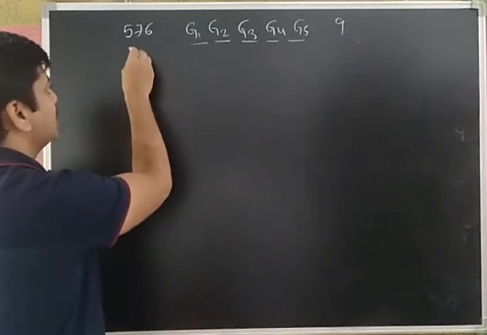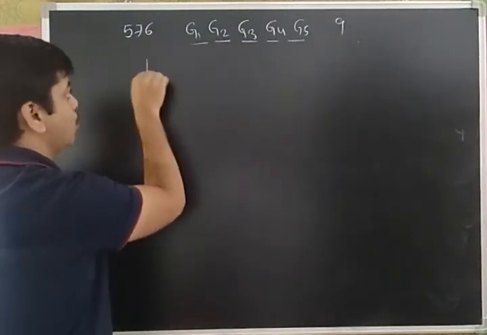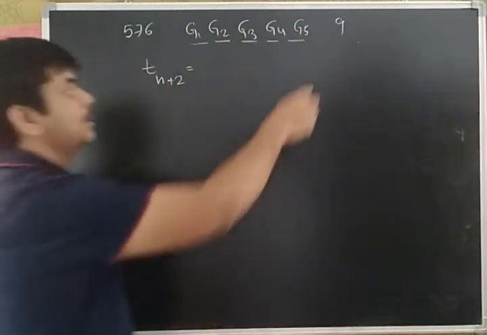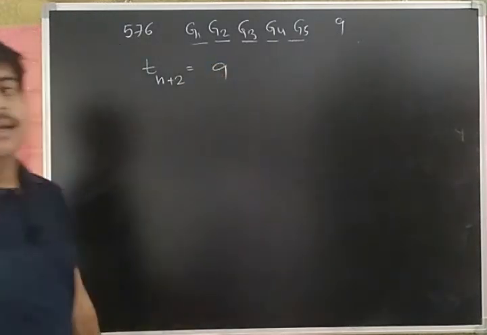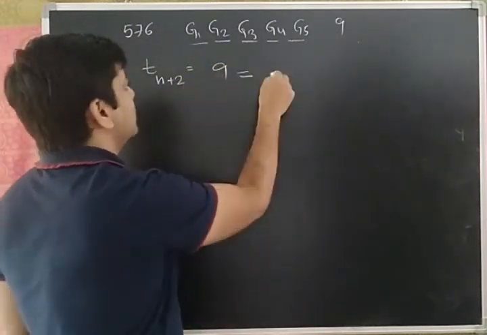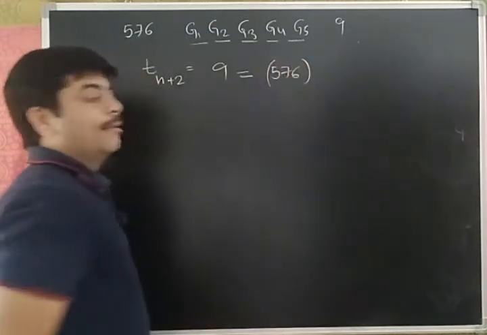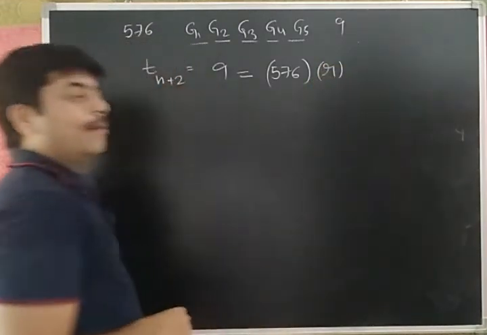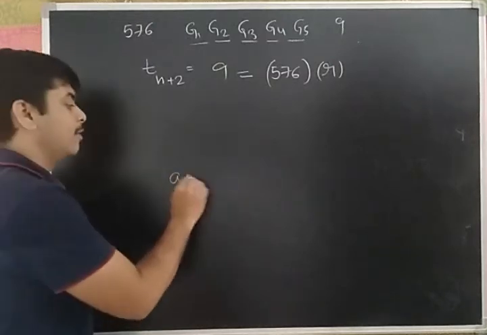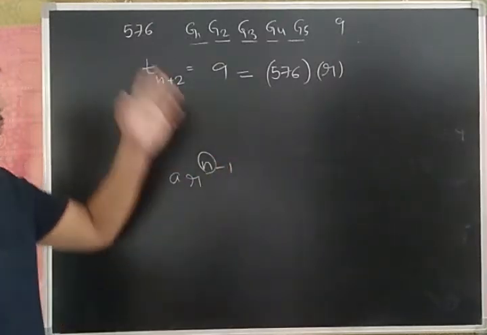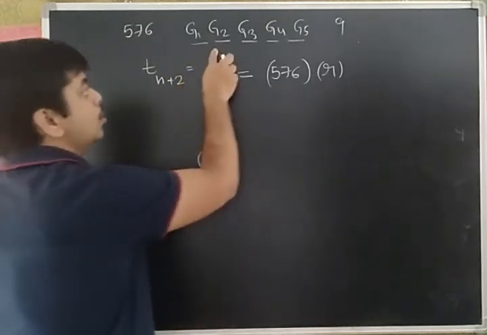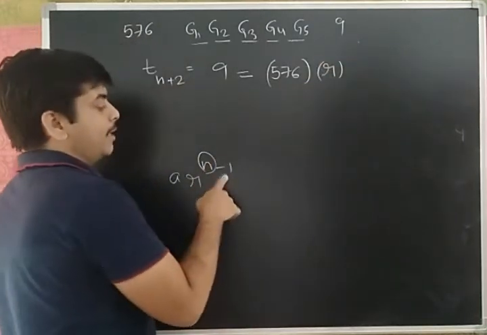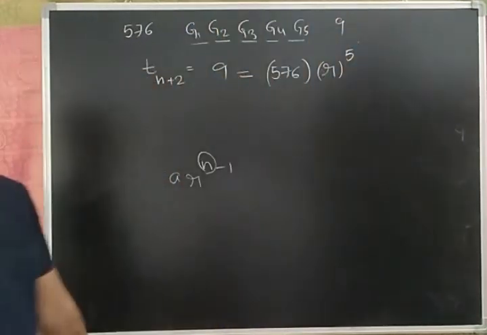If the first term is A, what is the (n+2)th term? The last term is 9. This term is equal to A, that is 576, into R power n minus 1, where we don't know what R is. What is this n? n is the total number of elements. The total number of elements will be 1, 2, 3, 4, 5, this is 6, this is 7. So total 7 elements. 7 minus 1 will give you 5.